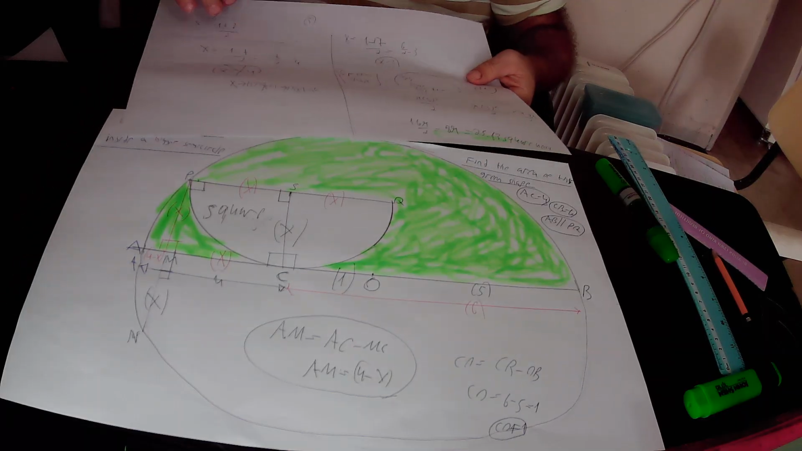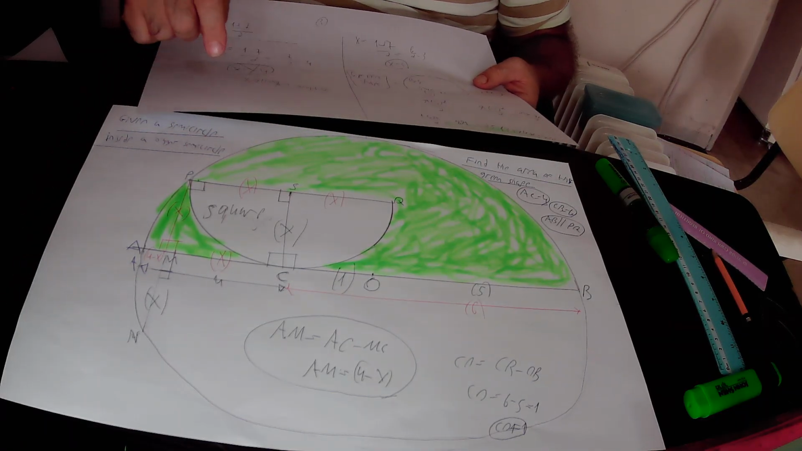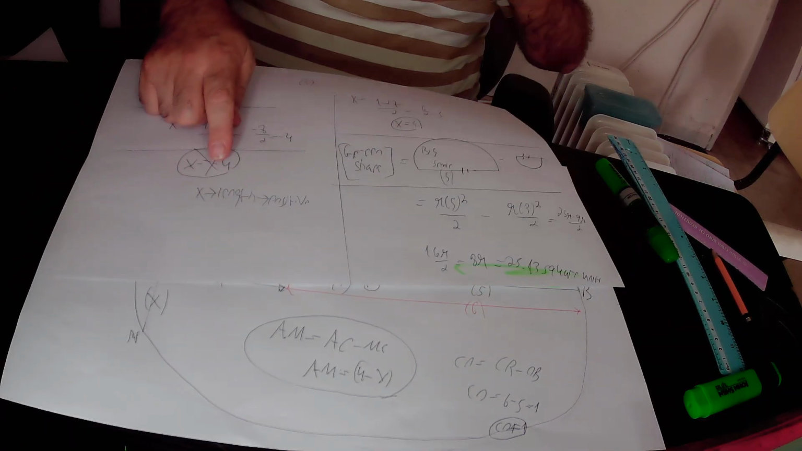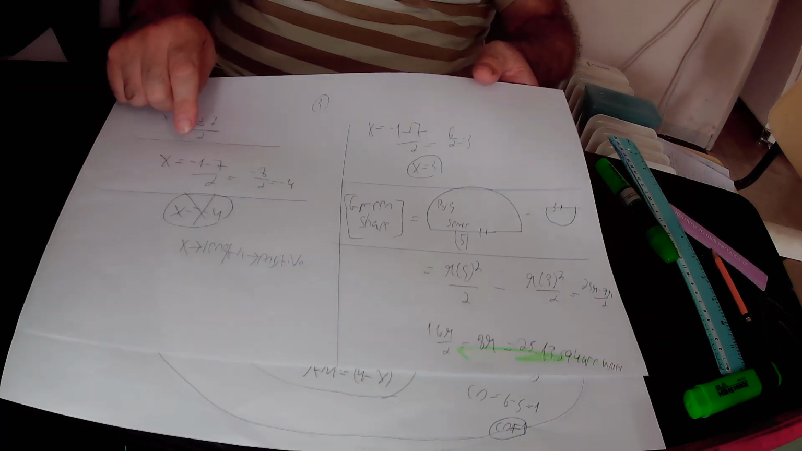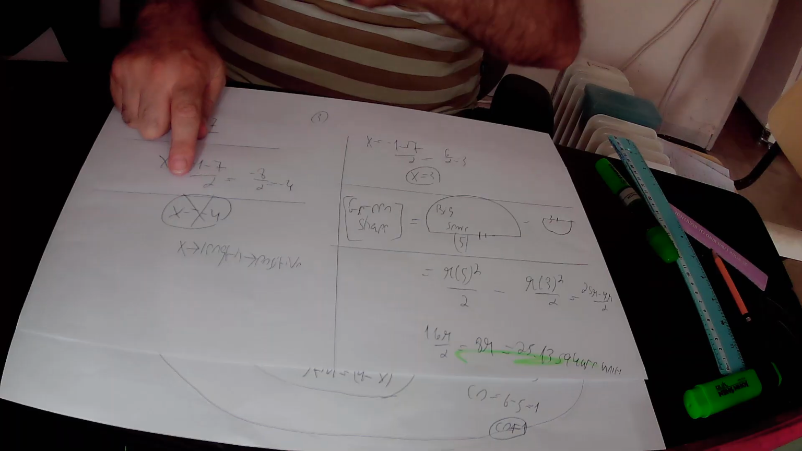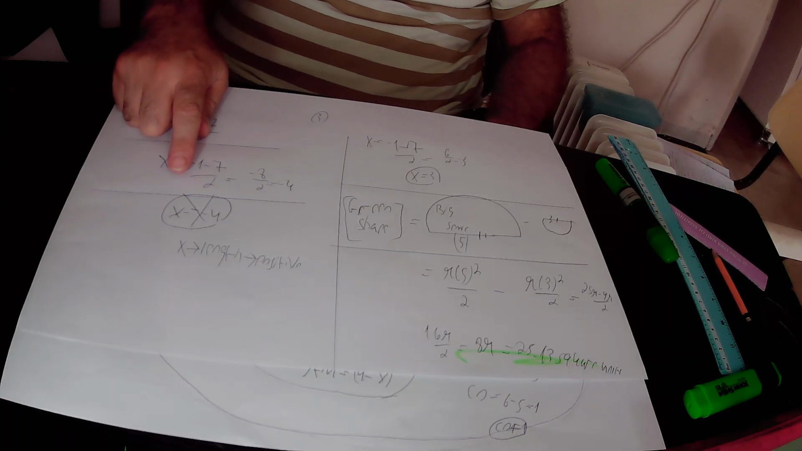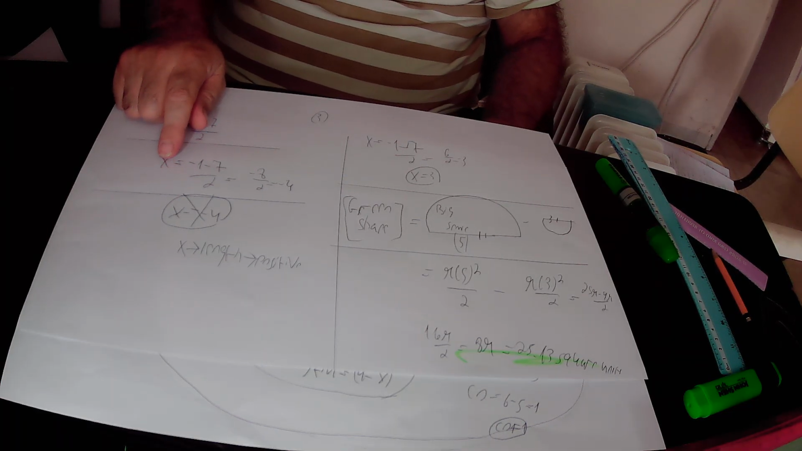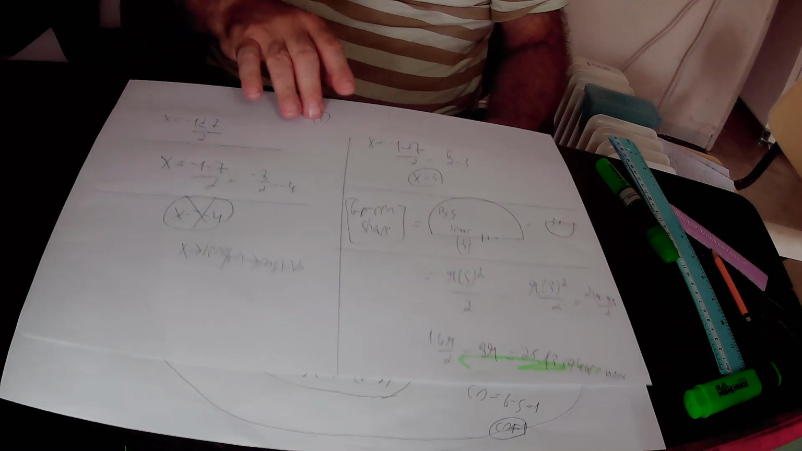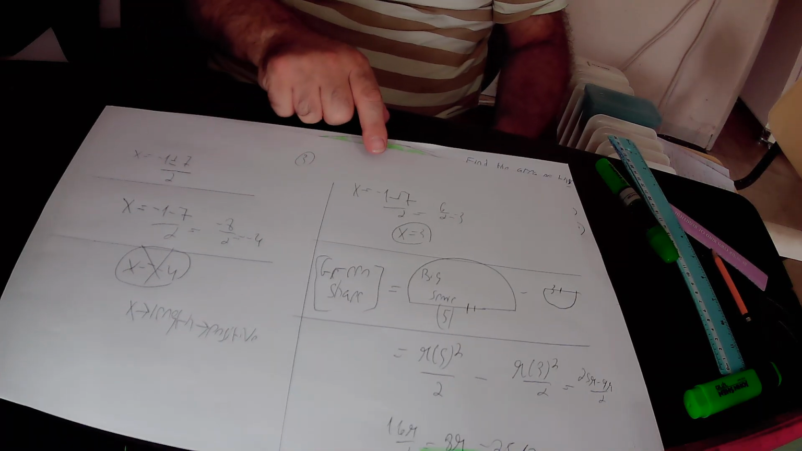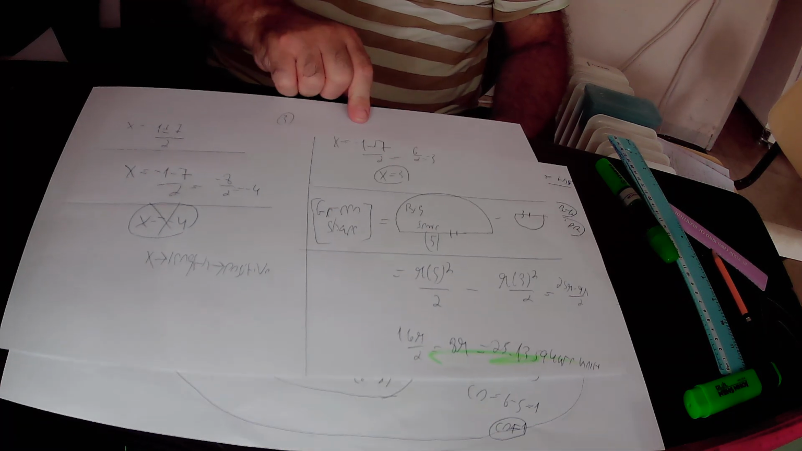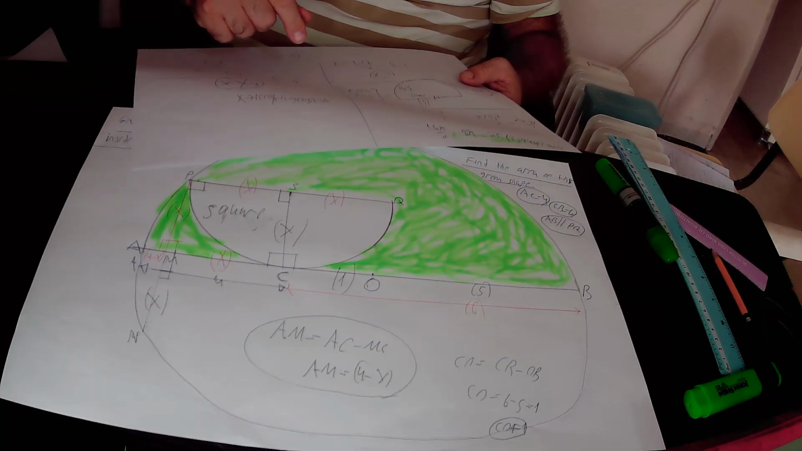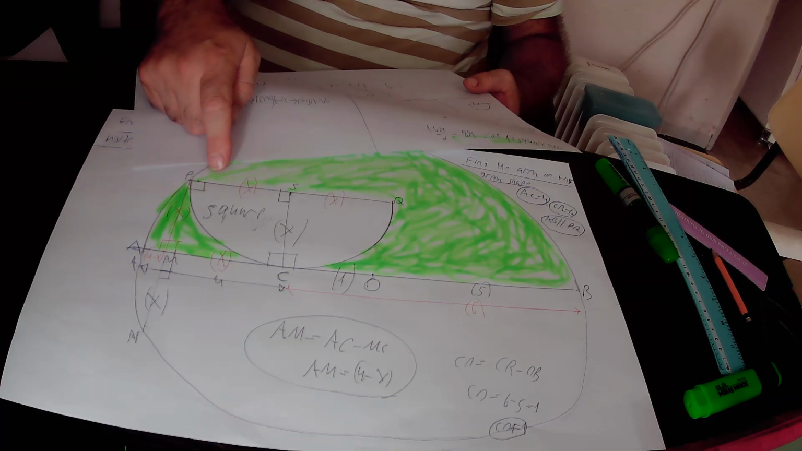But x is the radius of this small semicircle, so x is a length, and as a length, it must be a positive number. It can never be equal to minus 4, a negative number. So we discard the first solution for x, and take into account only the second solution, x equals minus 1 plus 7 over 2. Minus 1 plus 7 is 6, and 6 over 2 is 3. So the radius of this small semicircle is x equals 3 units in length.